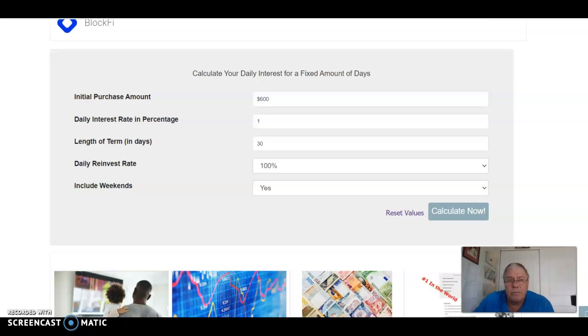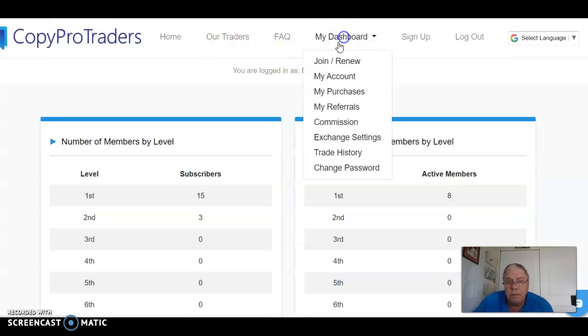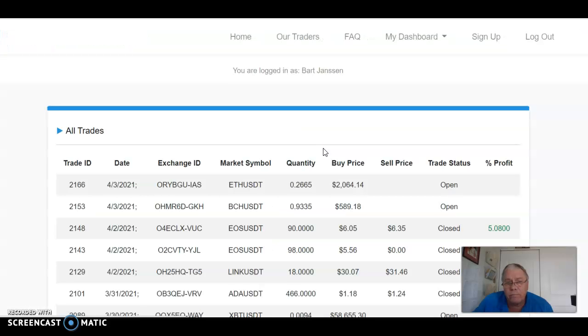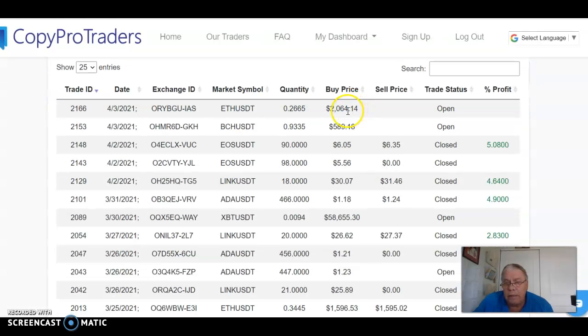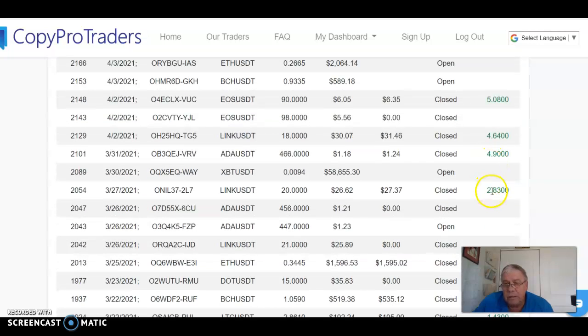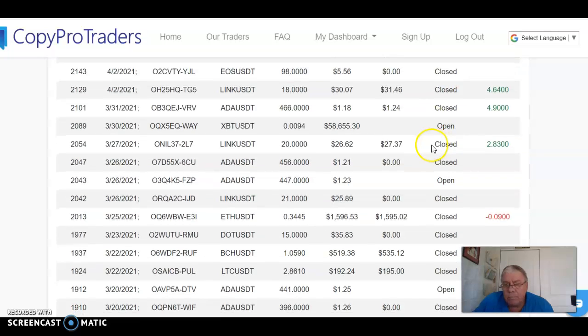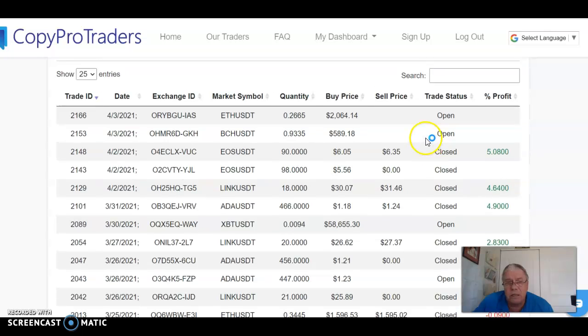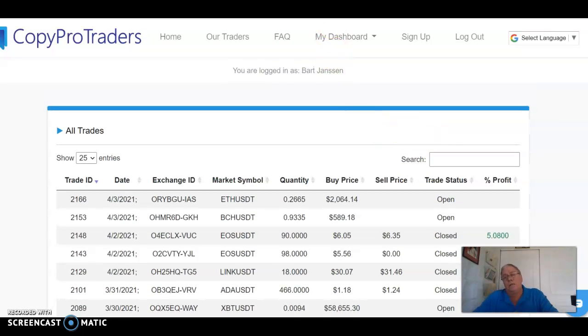Let me see if I can show you something real quick before I even get to this. Where is it? Here we go. Let me go to my dashboard. Trades. See here. Yeah, like right here, this has been really good: 5%, 4.64%, 2.9%, 2.83%. There's a small, tiny little loss, but I think that's the only loss I've had the whole time.